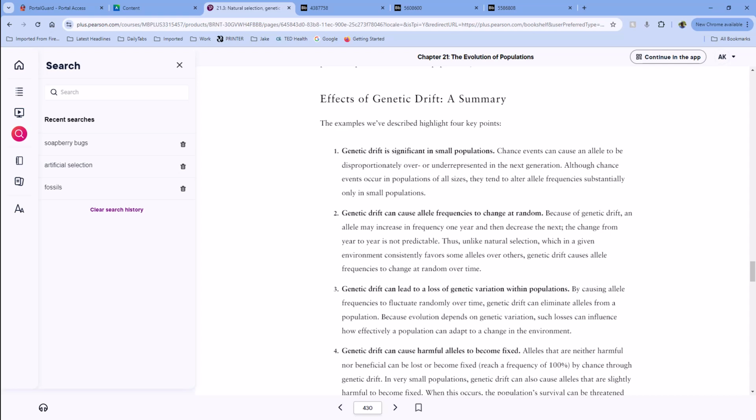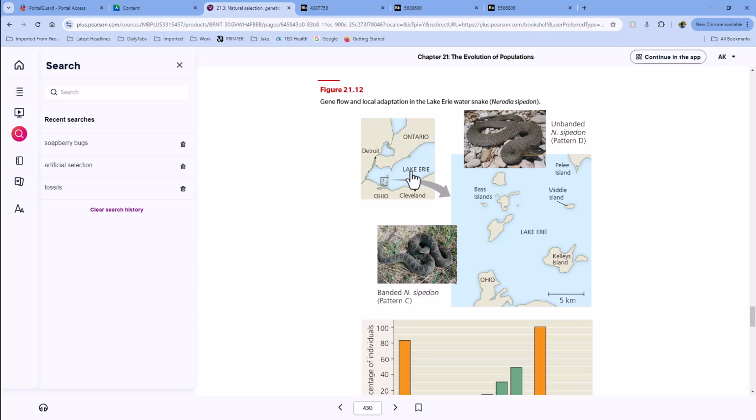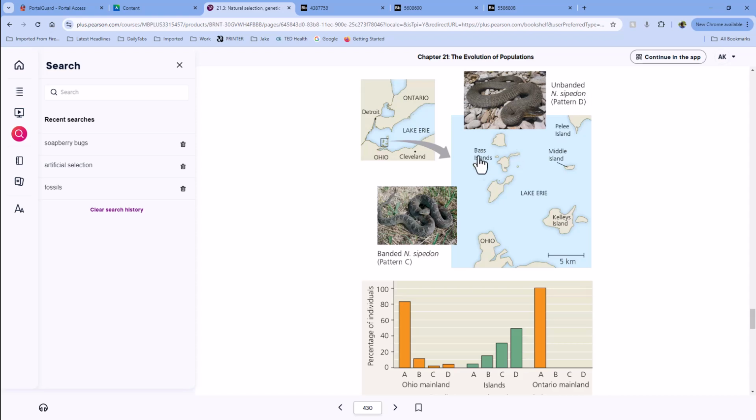And what is gene flow? That's when alleles come in and out. The example we talked about were the snakes. So gene flow, local adaptations on the Lake Erie water snake, and how the banding pattern was never eliminated from any population, but is lower in some populations where it's not a selective advantage.